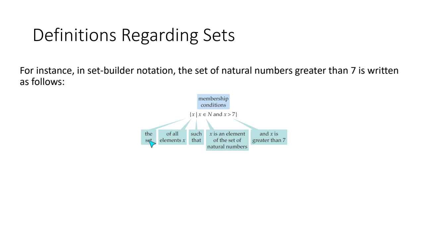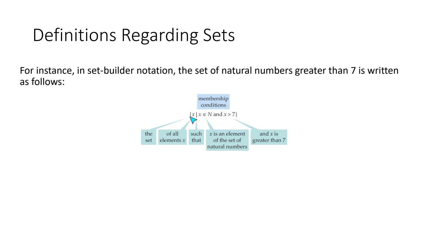So the way we read this whole statement here is the braces tell you that that's a set. So we say the set, and then we have x, right? So for x, we say the set of all elements x. The vertical bar here just means such that. And then the conditions, so these are the conditions of the set. So here, what does this mean? X is a natural number. X is an element of the natural numbers. So that is what we have here: x is an element of the set of natural numbers, and x has to be greater than 7.